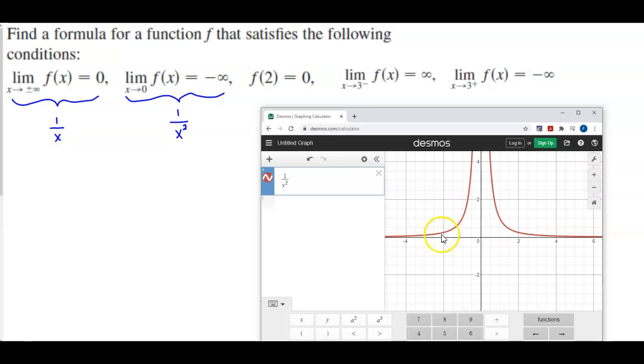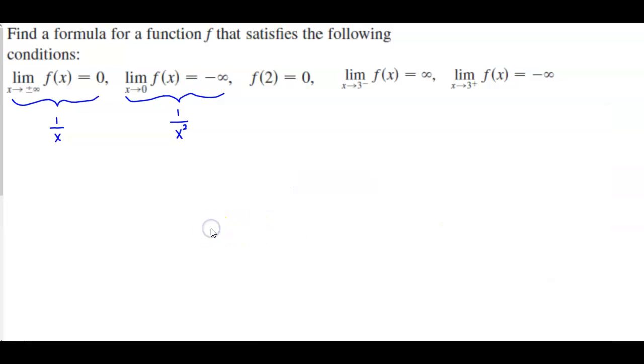So what can we do to flip this? Well, we can use the rule of reflecting it over the x-axis by multiplying this function at the beginning by a negative. If we multiply that by a negative, now this function is approaching negative infinity when x is approaching 0. So we're going to put a negative in front of that.